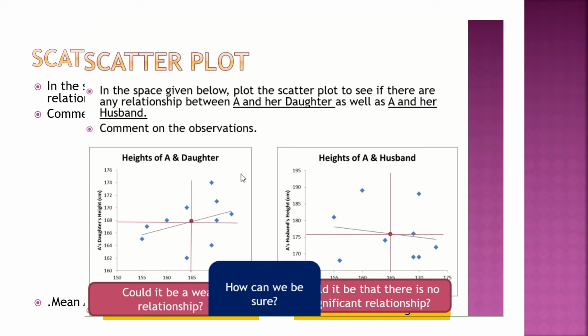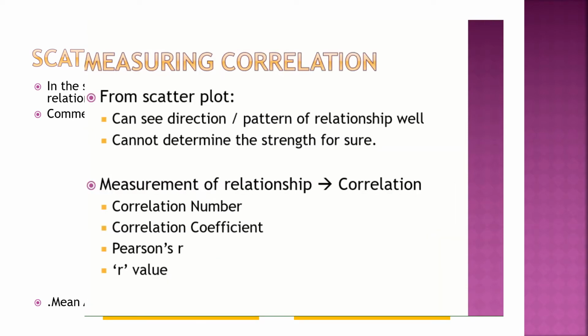Okay, from the scatter plot, firstly you can see the direction, but you cannot determine for sure how strong the relationship is. You can see the further it goes, the stronger it is, yes. But how to see for sure? There's only one way. We will actually calculate something called a correlation coefficient.